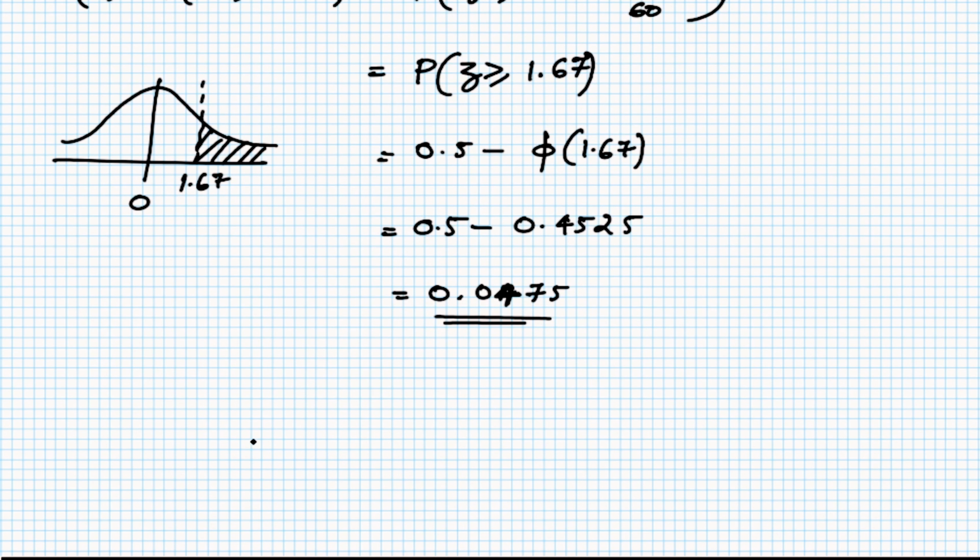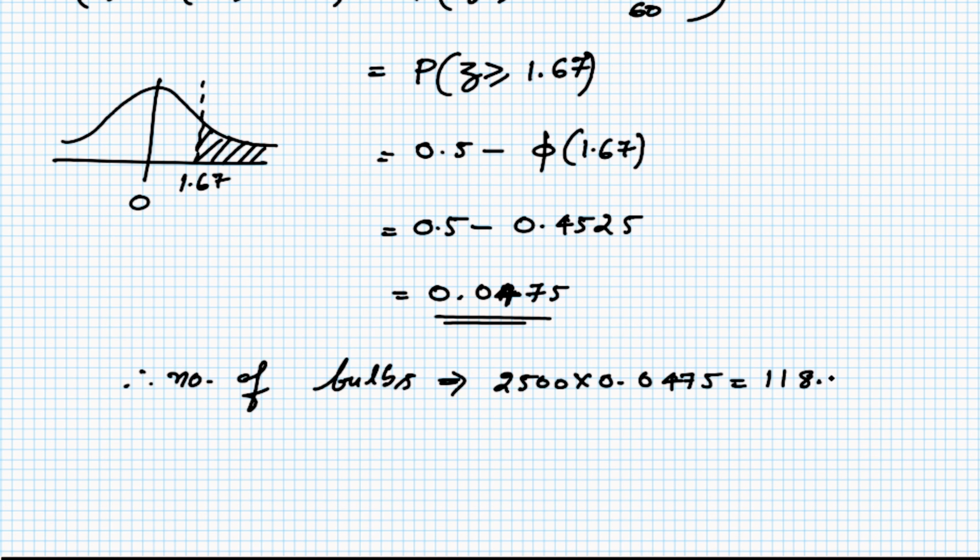So the number of bulbs I need to find out. Therefore, the required number of bulbs satisfying this particular condition, I need to multiply by 2500. So 2500 into 0.0475. That's going to give you approximately 118.75. So approximate that to 119.